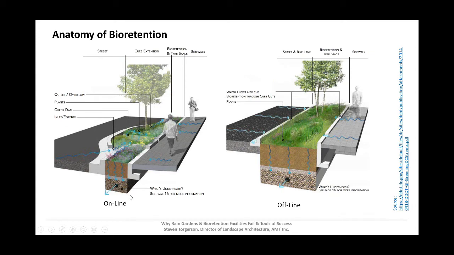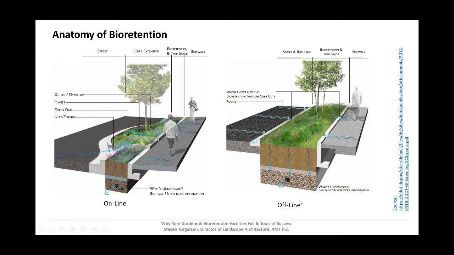This is what we call an online facility. So basically the water is running down the roadway, it hits here, it goes through the facility, and then it continues to run off. And these facilities are really important to design so that the drainage area going to it is not so great that it will blow the facility out.